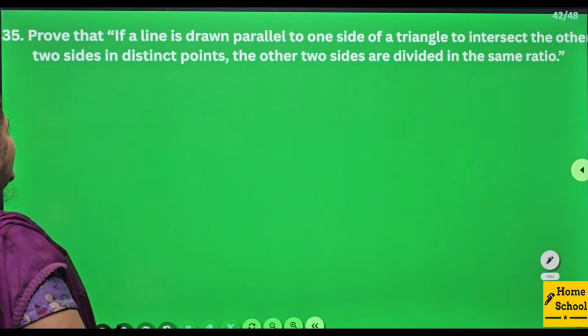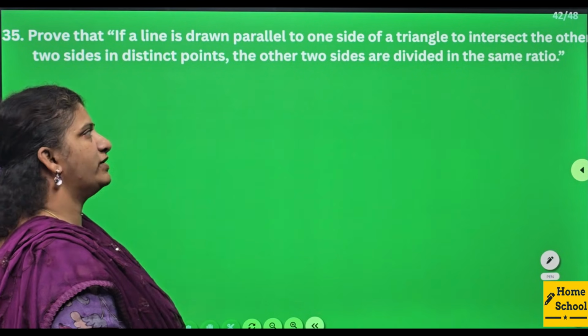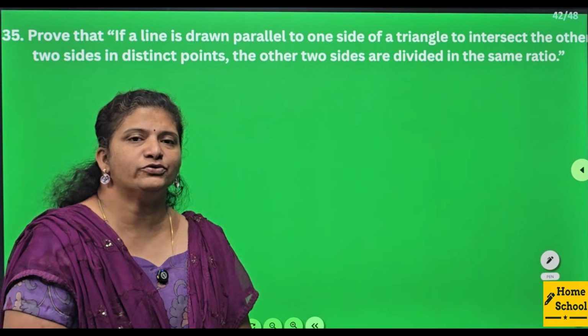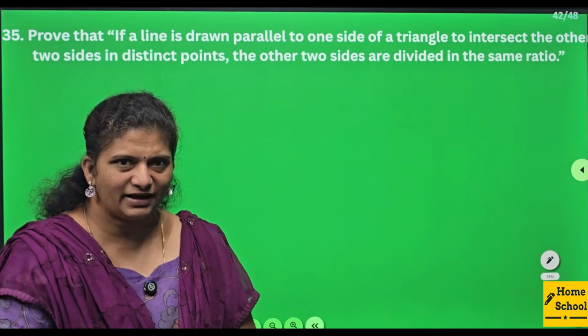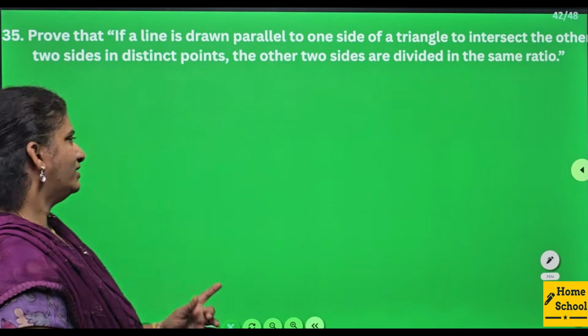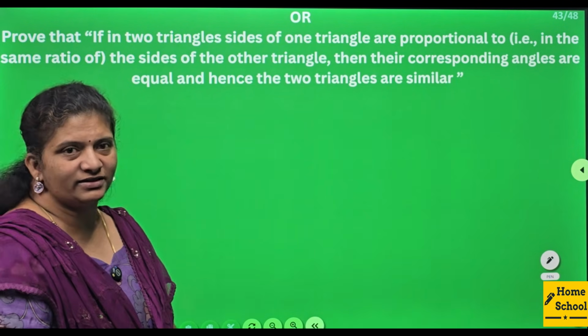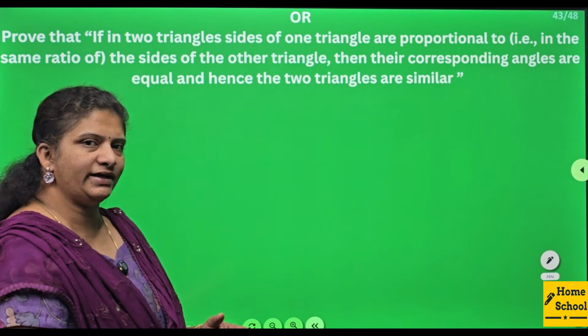That's it. 35. Prove that if a line is drawn parallel to one side of a triangle to intersect the other two sides in distinct points, the other two sides are divided in the same ratio. This is a direct theorem, basic proportionality theorem from your triangles chapter. In this, we have one more OR question, that is also a theorem. This theorem is also very important. Try to do it from your textbook.